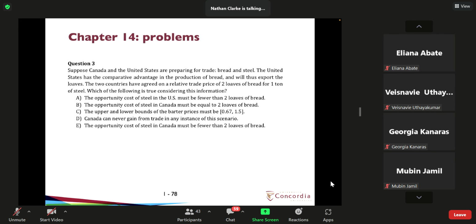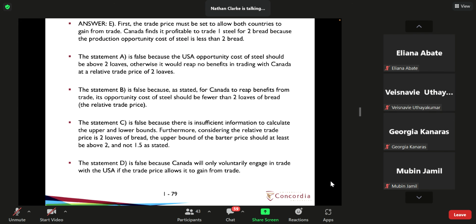B says the opportunity cost of steel in Canada must be equal to 2 loaves of bread. It's false because it doesn't have to be equal to that. It's always a range, right? So it doesn't have to be equal. It just has to be less than 2 loaves of bread. Okay.